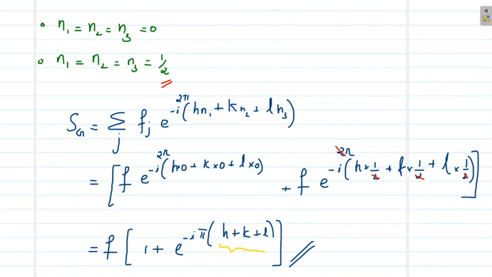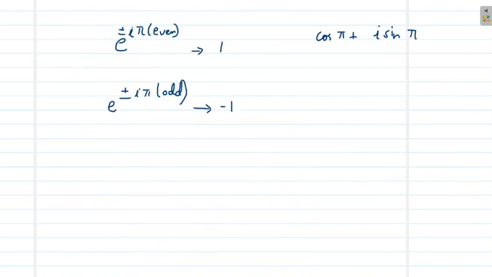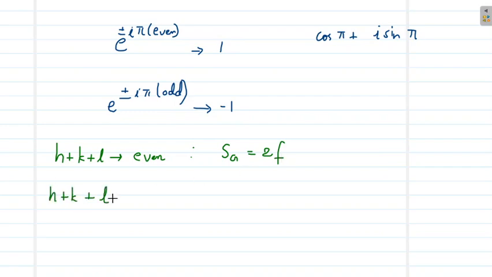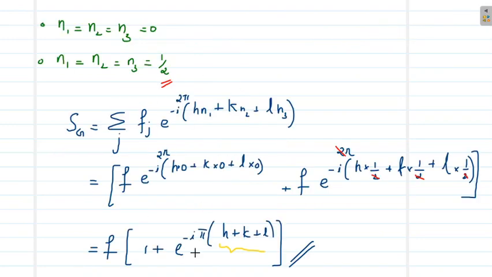So we can show that whenever h plus k plus l is an even number, we have S_g equal to 2f. And whenever h plus k plus l equals an odd number, we have the structure factor S_g equal to 0, because this term e raised to minus iπ (h plus k plus l), if h plus k plus l is an odd number, will be minus 1. It will cancel with this 1 and the structure factor will be 0.